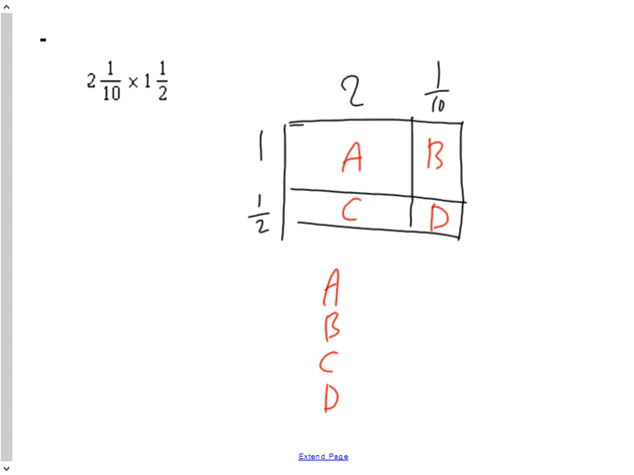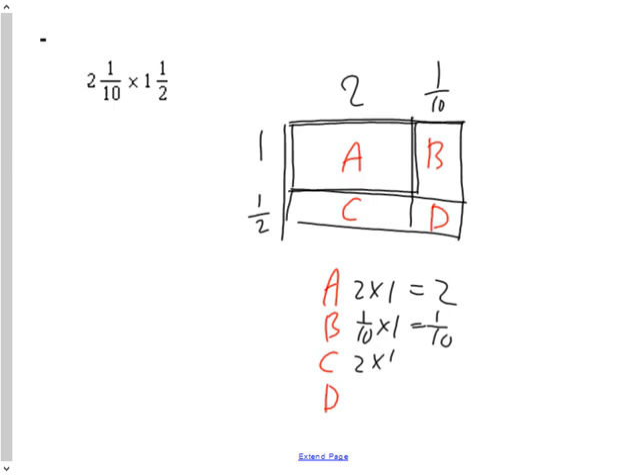So A is 2 by 1, which equals 2. B is 1/10 by 1, which equals 1/10. C is 2 times 1/2. And when I double a half, I end up with 1. And D is 1/10 by 1/2, which is the only time I have to think here: 1 times 1 is 1, 10 times 2 is 20. So each of the parts end up being that.